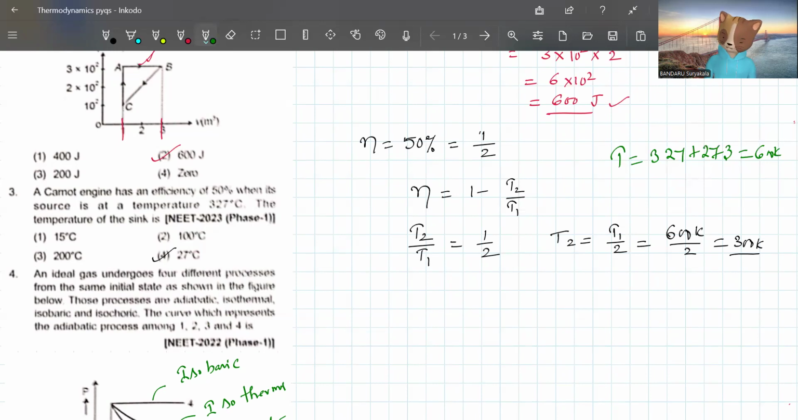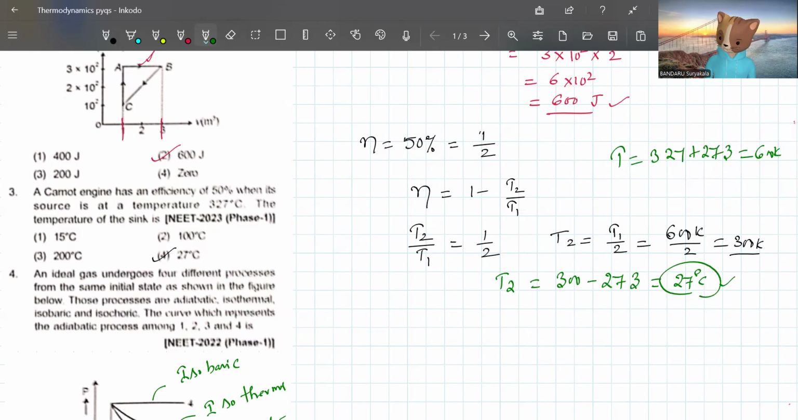Again, we have to change that Kelvin temperature. 300 minus 273, if you do it, it will give us a temperature of 27 degrees Celsius. Okay, so this is the correct answer.